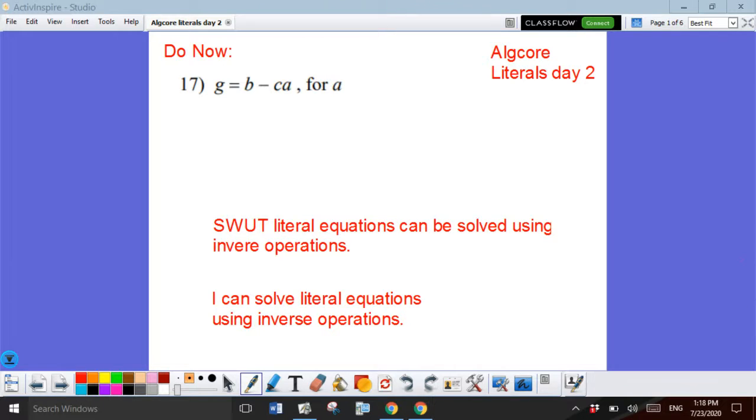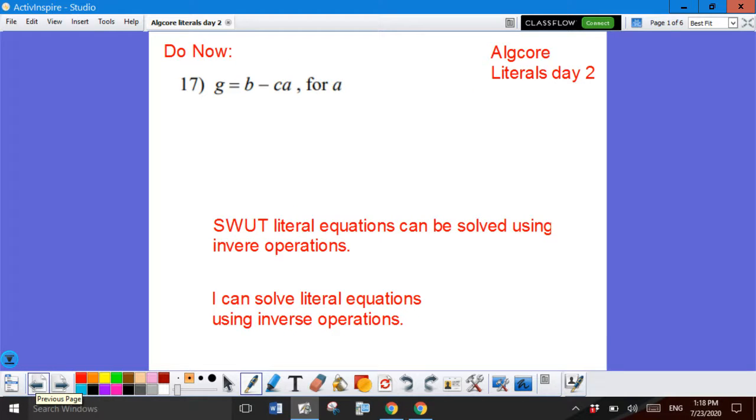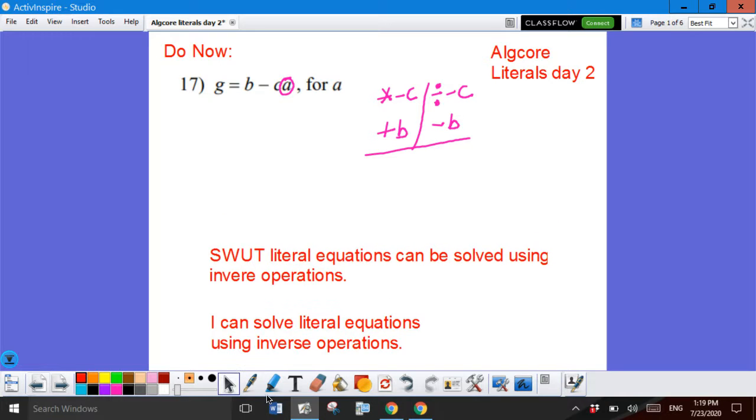So let's go ahead and take a look at our do now today. Let's solve it for A. So I'm going to circle my A, and let's write our steps. What is the first thing happening to A? Well, I see that's a multiply. So multiply negative C, divide negative C. And the B is adding, so I have to subtract. So what am I starting with? I'm starting with G, okay? So the first thing I'm going to do is subtract the B.